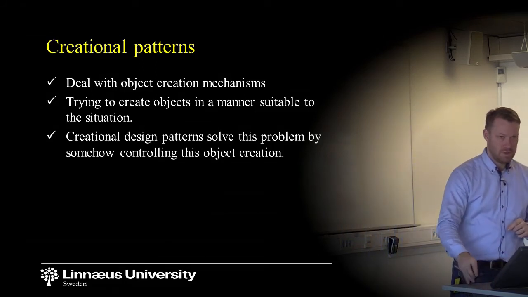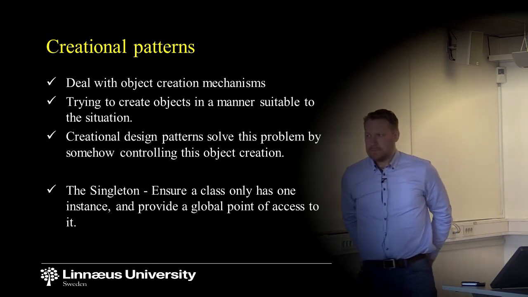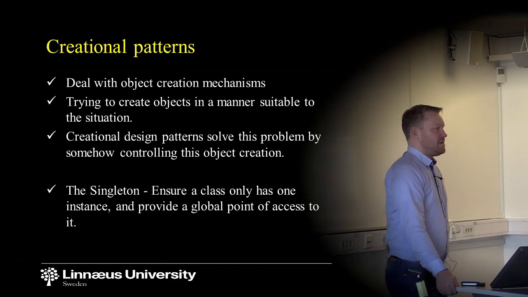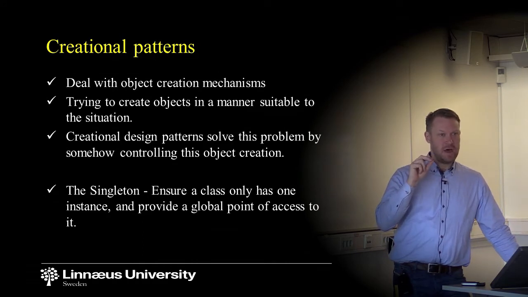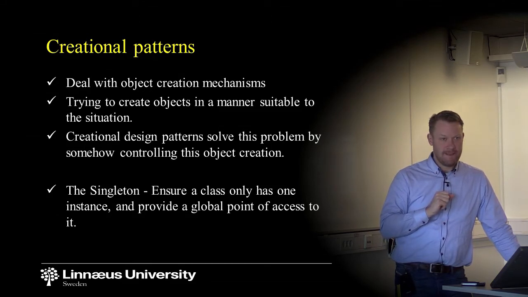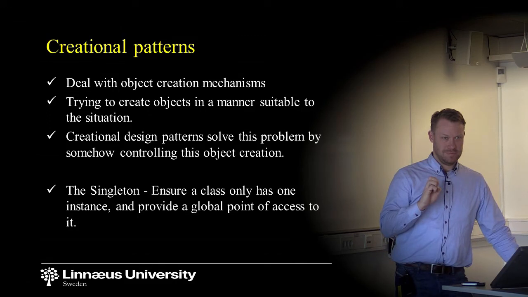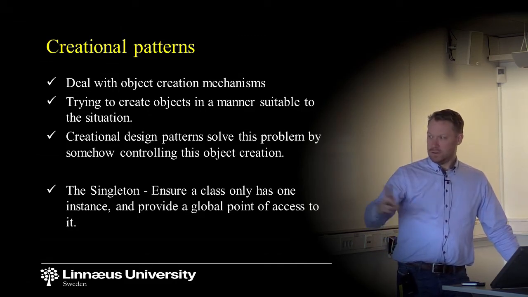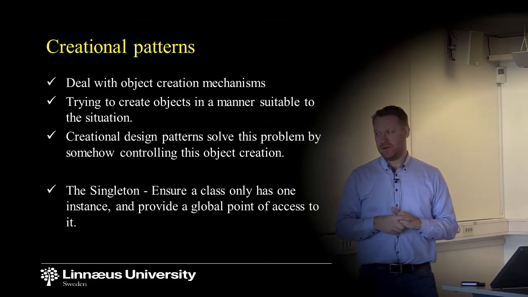And there are a couple of them. We will just look at one, the singleton. So this is an example of a pattern that will guarantee that at any point of time, there will be just one instance of a particular class, labeled as singleton. So we will never have two objects. And if someone wants to invoke a method, there will be an object, but just one. And now we will have an opportunity to get a global point of access to this object.